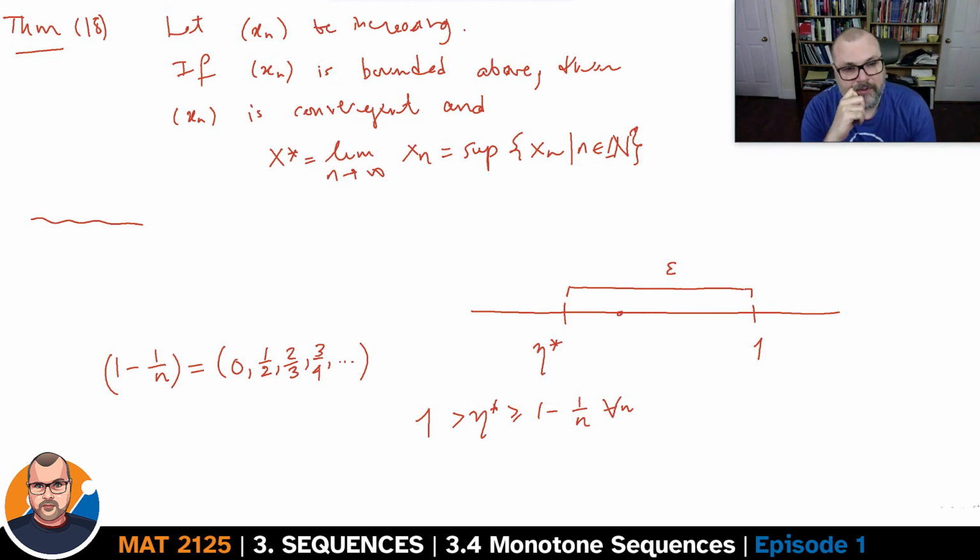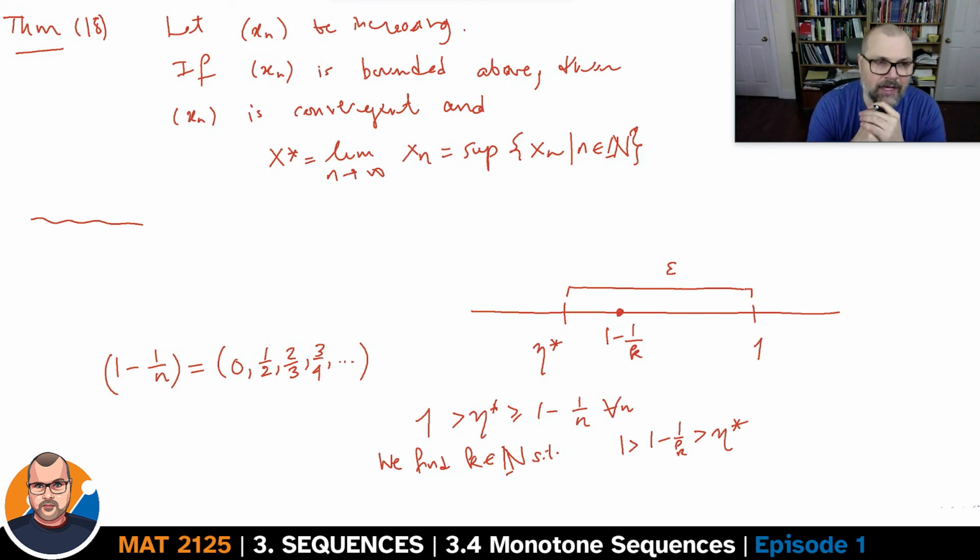Why? Well, we're going to find an integer k such that 1 is greater than 1 minus 1 over k, which is greater than eta star. How do we find this one? Well, if eta star is not equal to 1, 1 minus eta star is positive, and it is apparently greater than 1 over k.